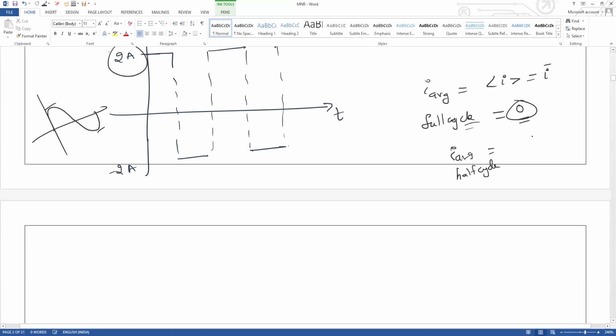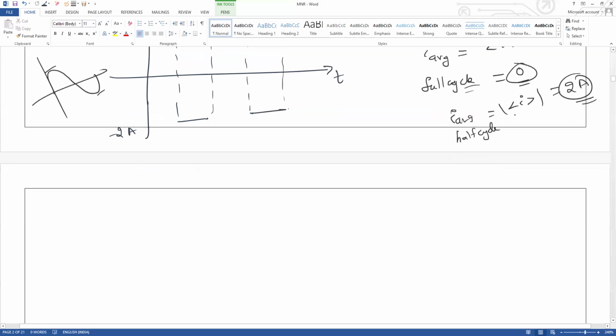If you are finding I average for a half cycle, you take the plus or minus mod value. So the mod of what is the ampere? What is the current now? I average equals 2 amperes. So this is for which cycle, full cycle or half cycle? Half cycle. Now the formulas you learned, you understand they are not always valid; they hold for a condition. What is the condition? For half cycle.